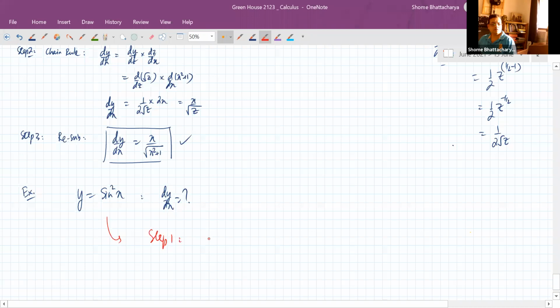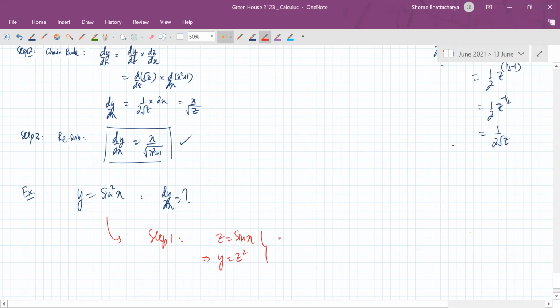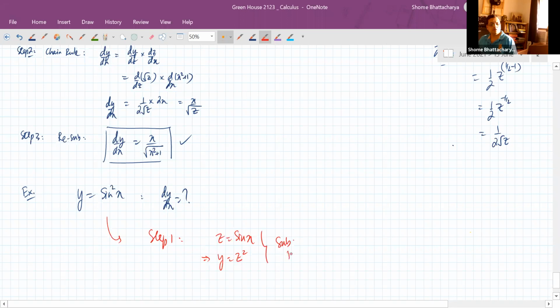So step 1, z is equal to sin x. So therefore y is equal to z square. This is our substitution for the dummy variable. Okay. Then our step 2 is very simple.